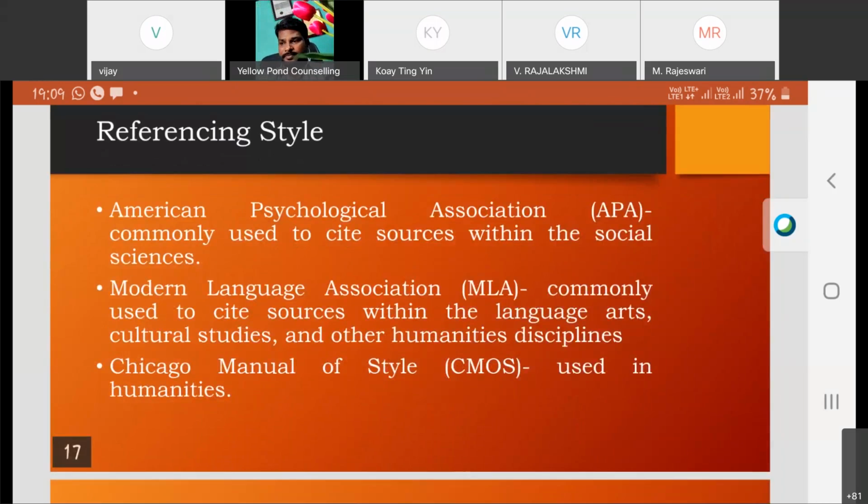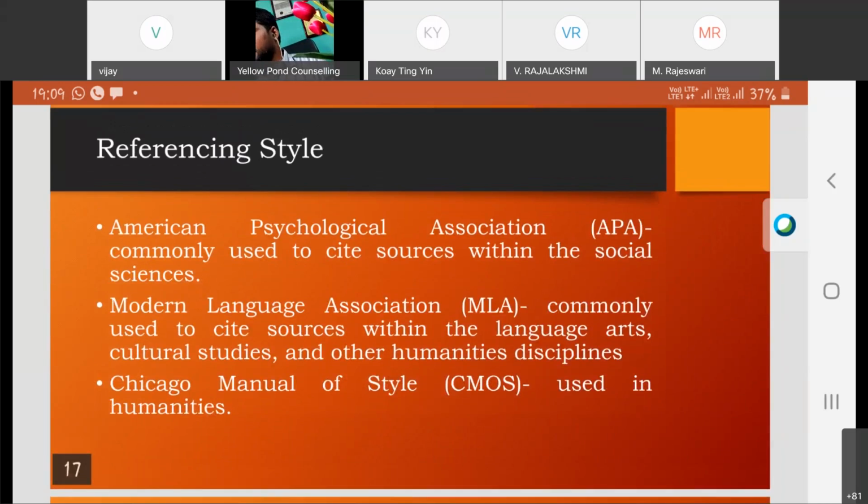Yes, referencing style. Why am I emphasizing the referencing style? Whenever we are going to write a research paper, we need to have appropriate knowledge regarding the referencing style. We have the American Psychological Association style, which is commonly used in the psychology field. Then the next one is the MLA format, the Modern Language Association, which is commonly used to cite sources in language, art, cultural studies, and other humanities disciplines.